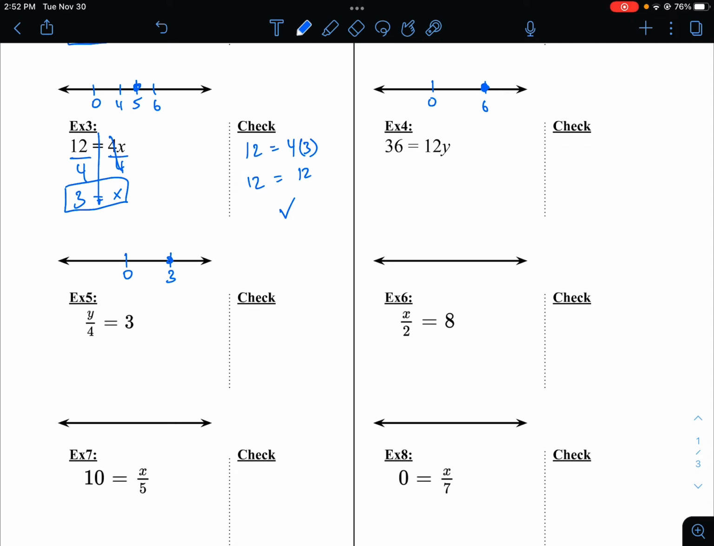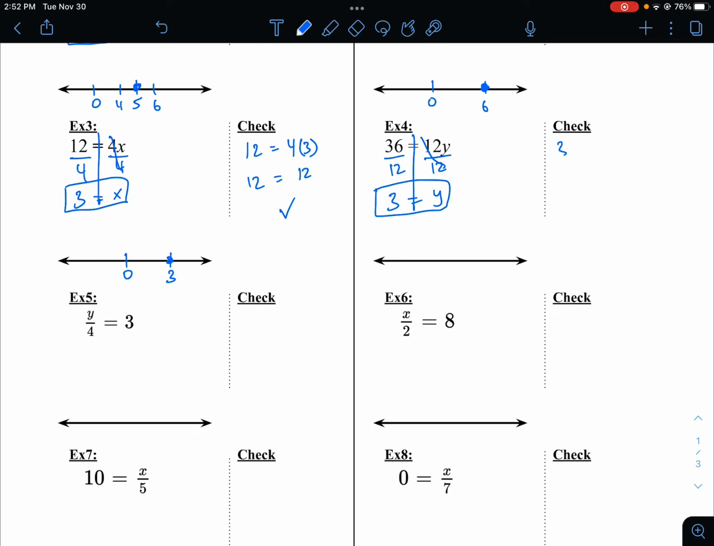Let's take a look at number 4. I'm going to draw a line down the middle to indicate that I have two sides of an equation. 36 equals 12 times y. So the opposite of multiplying by 12 is dividing by 12. That lets me cancel that out and leaves me with y. 36 divided by 12 is 3.